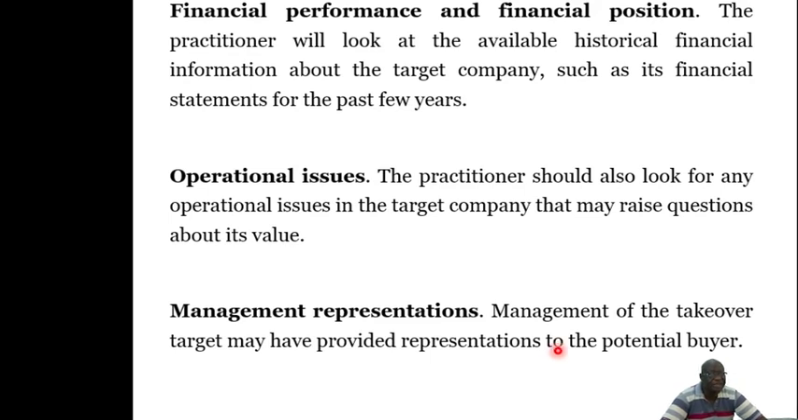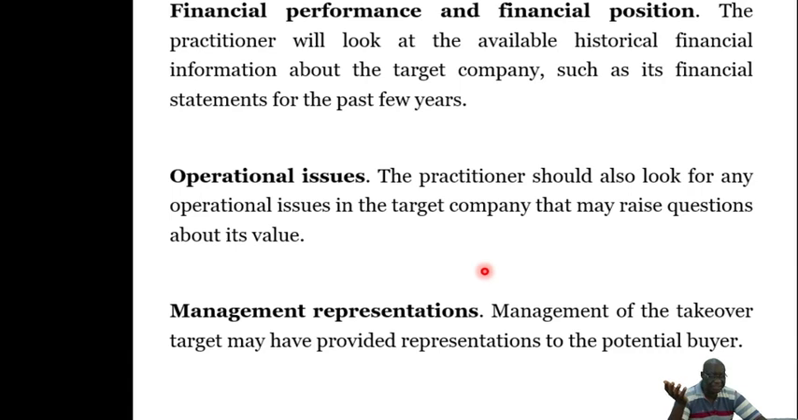Items to investigate in a due diligence exercise. So if you are doing due diligence, what areas do you have to look at? They are saying that the practitioner will look at the available historical financial information about the target company. So assuming takeover is going on, the investigator will have to get more information about the target company, such as its financial statements for the past few years. It can be 3 years, 5 years. Then operational issues. They also investigate the operational issues. The practitioner should also look for any operational issues in the target company that may raise questions about its value.